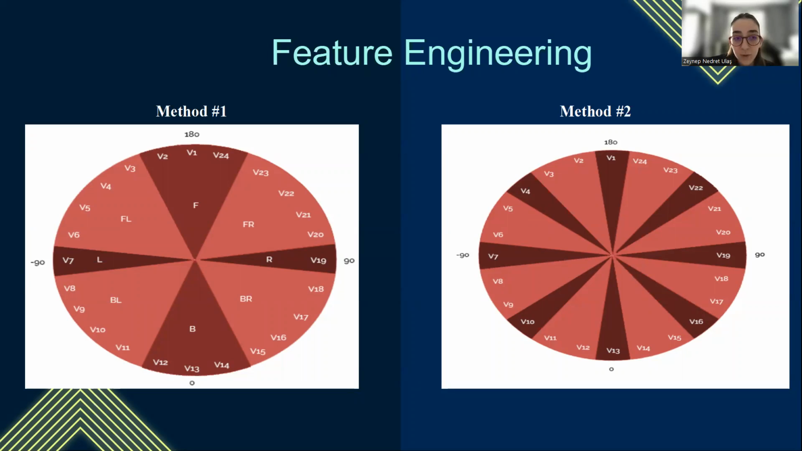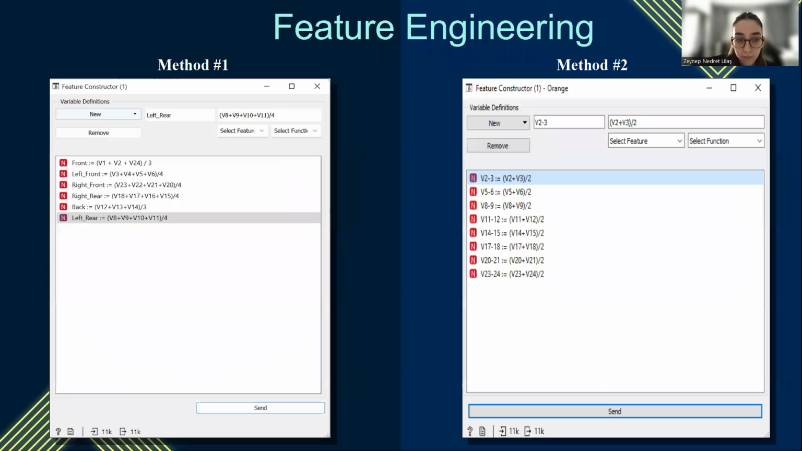For feature engineering purposes, we combined some features to create new features. In method 1, we created 6 features, and in method 2, we created 8 features. These are for you to help visualize what we did. Next, please. And you can see here that in method 1, there are 6 new features and which ones we combined to create them. And on the right is method 2 and what we did and which ones we combined. Next, please.